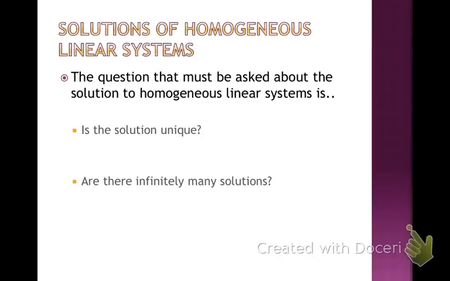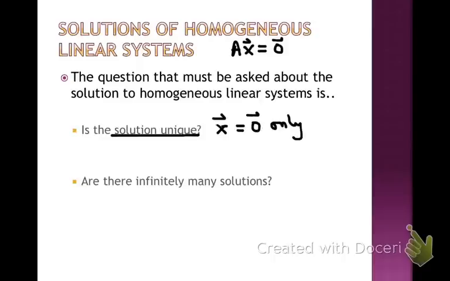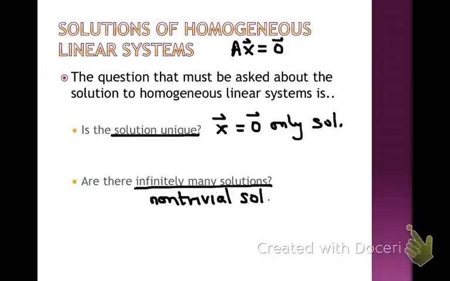So the question we need to ask ourselves when we're dealing with homogeneous systems, A times x equal to 0, is not whether it has a solution, but whether or not the solution it has is unique. That means x equal to 0 is the only solution. Or whether or not there are infinitely many solutions. If there are infinitely many solutions, we call these non-trivial solutions. So x equal to 0 is the trivial solution, and infinitely many solutions are non-trivial solutions.